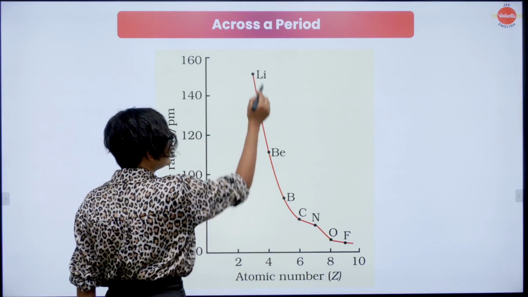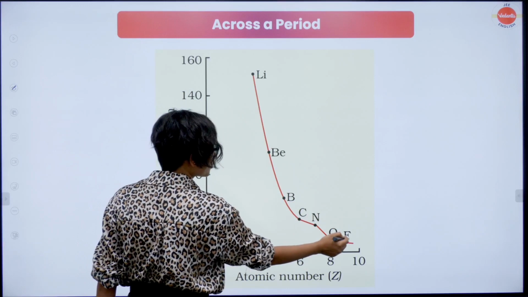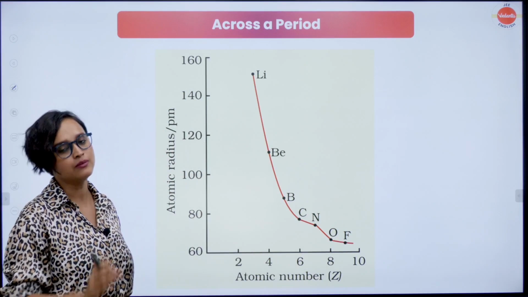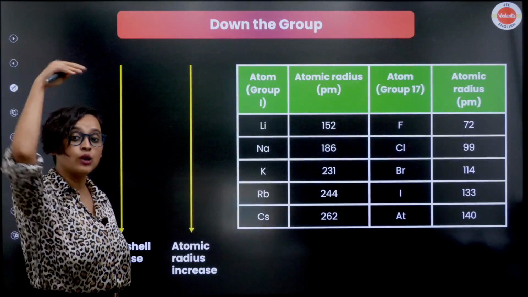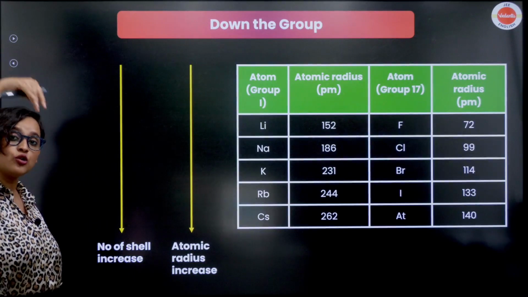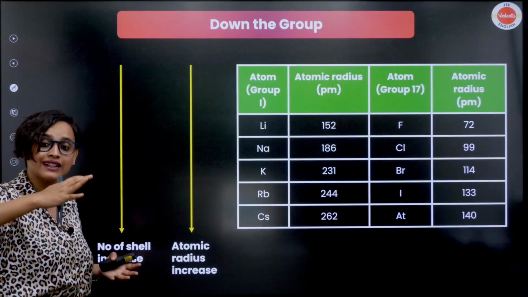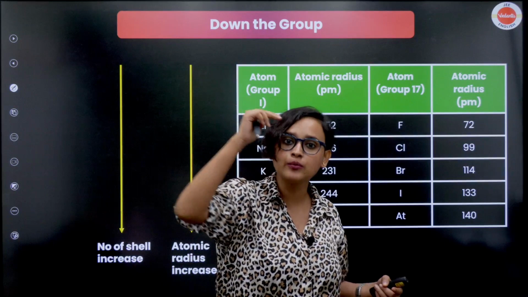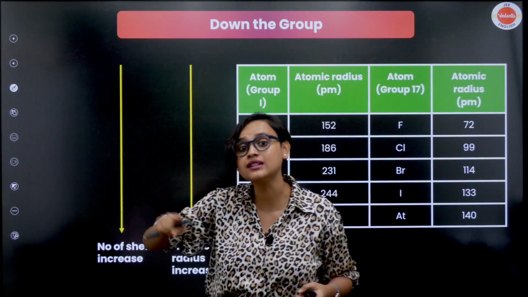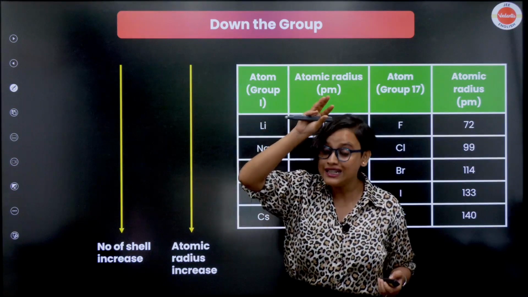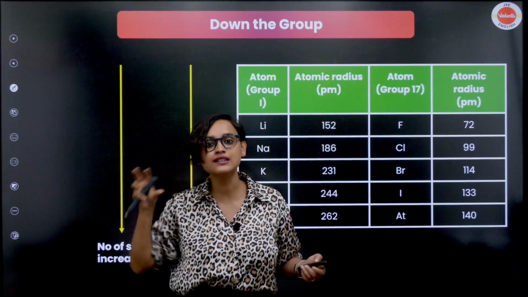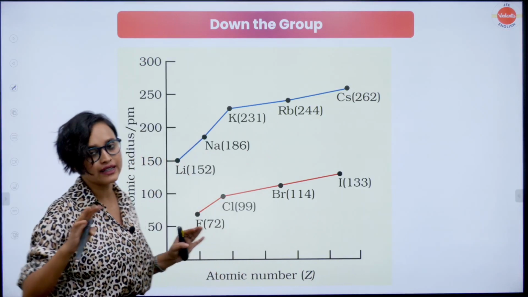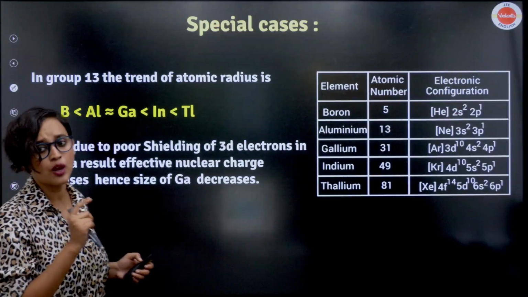See, lithium, beryllium, boron, carbon, nitrogen, oxygen and fluorine. Fluorine has the minimum atomic radius. Now what happens down the group? When you go down the group, the number of shells increases and hence atomic radius increases. So from lithium, sodium, potassium, rubidium, cesium, you will see that cesium's size is the largest and lithium is the smallest. So down the group, the size increases. Alright, moving on.